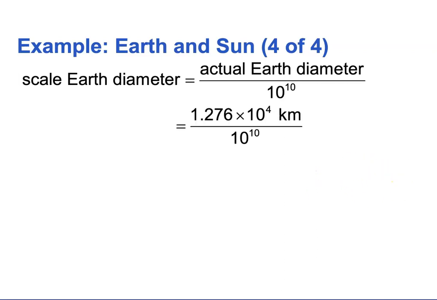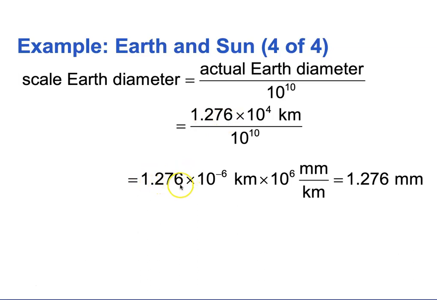So it's 1.276 times 10 to the 4th. Again, remember at the bottom, this is 1 times 10 to the 10th power. So 1.276 divided by 1 is 1.276. And then if I subtract, 4 minus 10 is a negative 6. Now we're taking kilometers and we're going to convert it to millimeters. So it would be 10 to the 6th using your conversion chart on an earlier PowerPoint.